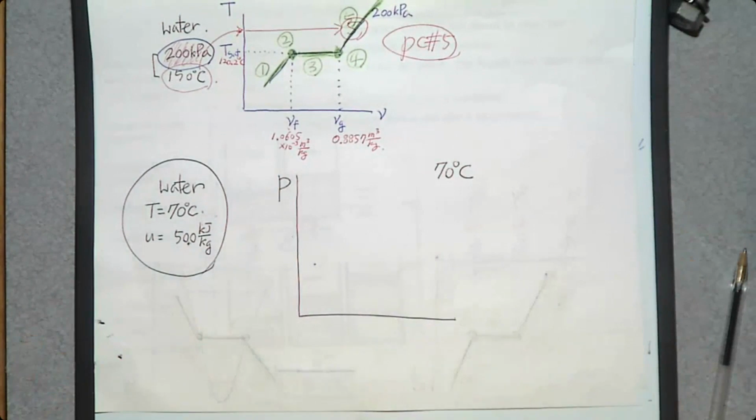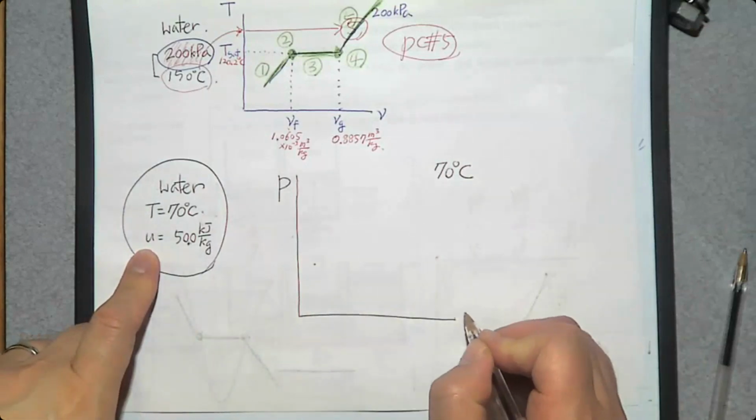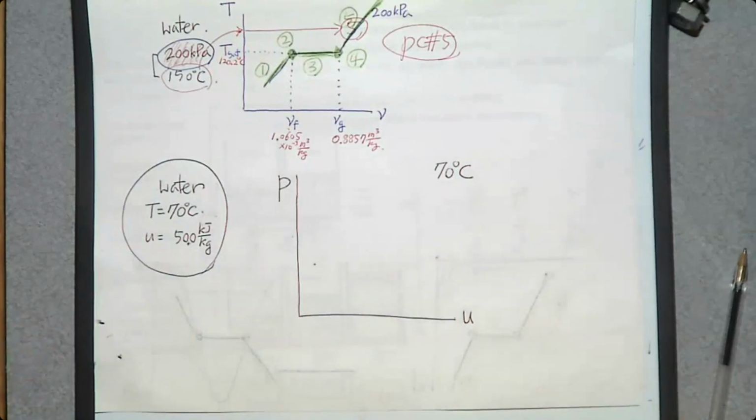And this horizontal axis can be V, U, H, S. Which one do you want to use? V? No? Yeah, you can, but it will be convenient to use U for this horizontal axis, right? Because we are interested in this U. So I'm going to make a PU diagram. And how does this PU diagram look like?